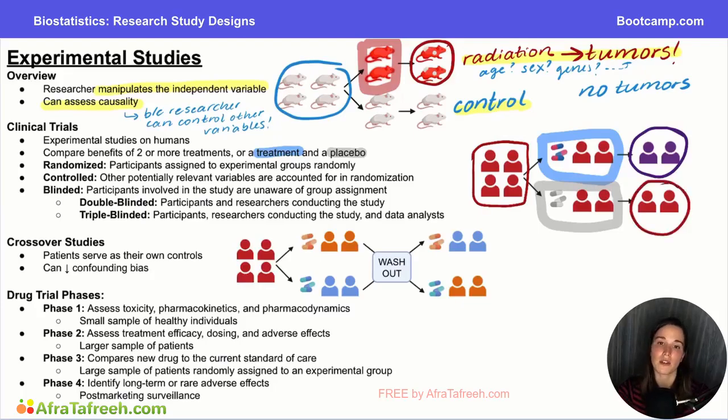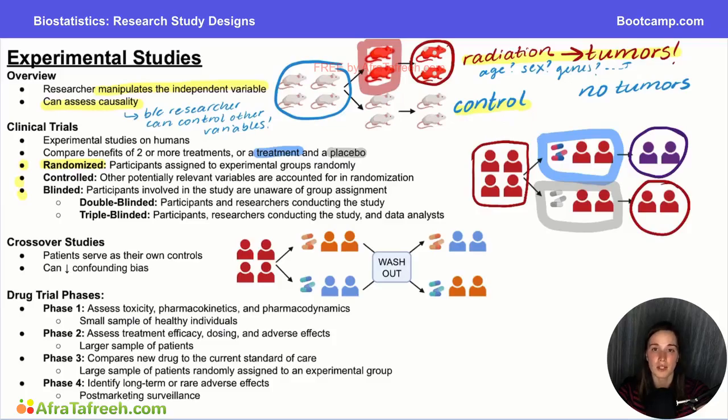Let's talk about the characteristics of a good clinical trial. Clinical trials provide the highest level of evidence when they are randomized, controlled, and blinded. Randomization refers to how participants are grouped into either the placebo or the treatment group. You want to randomize this process so that you aren't introducing bias or systematic error into your experiment.